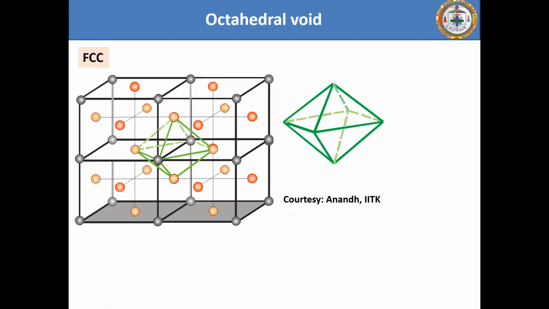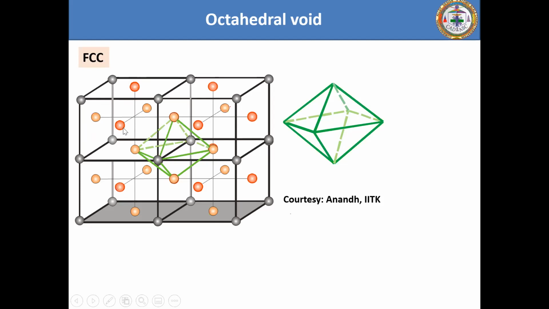So the question is very simple. First, you look at this left unit cell. This is an FCC unit cell, isn't it? There are atoms at the face centers, and you have atoms at the corners also. Here, gray atoms at the corners, orange atoms at the face centers, isn't it?